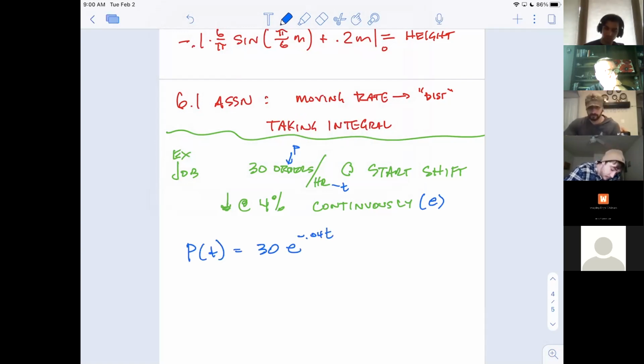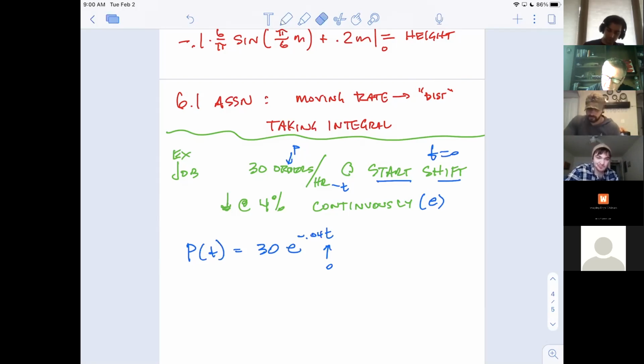Perhaps you remember that. Notice I said start of shift. That's kind of code for time 0. If you put time 0 in here, don't you get e to the 0, which is 1? And sure enough, your production is 30. So that 30 is your initial production.